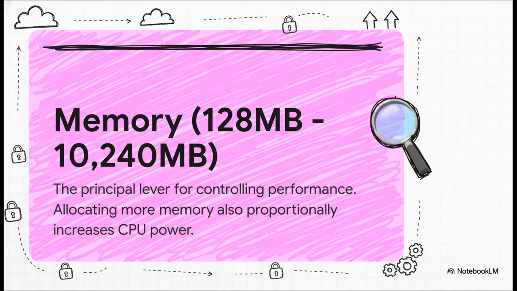All right, the most important performance setting is memory. You can set it from a tiny 128 megs all the way up to over 10 gigs. But here's the secret sauce, the thing that a lot of people miss. You're not just allocating memory. As it says right there, more memory also means more CPU power is allocated to your function. So if your code is CPU bound, just cranking up the memory can make it run way, way faster.